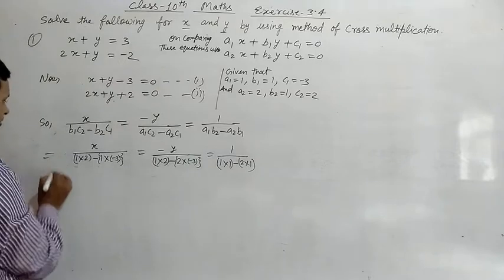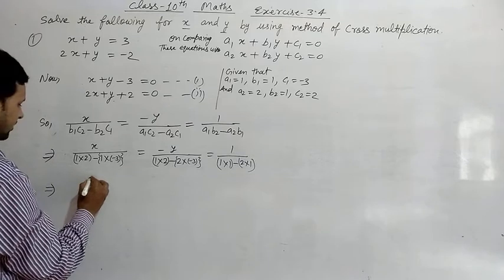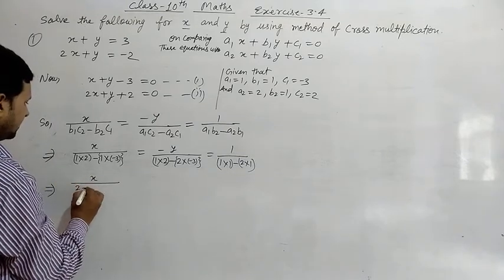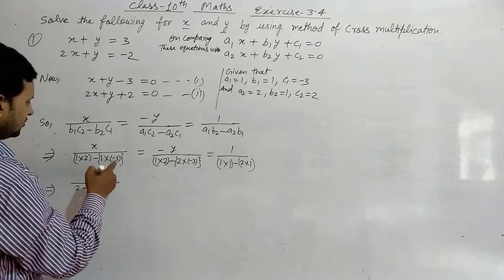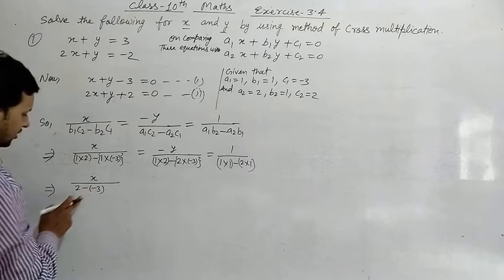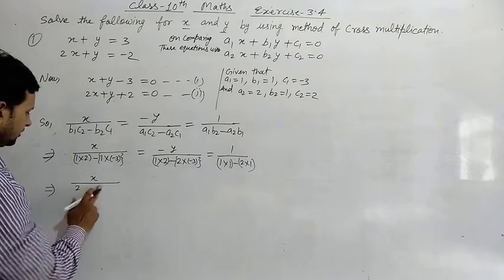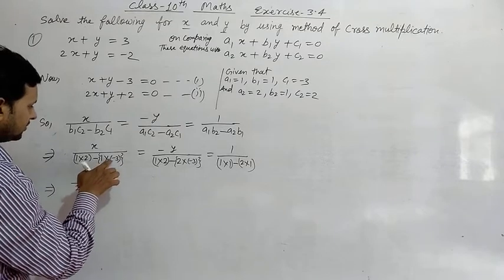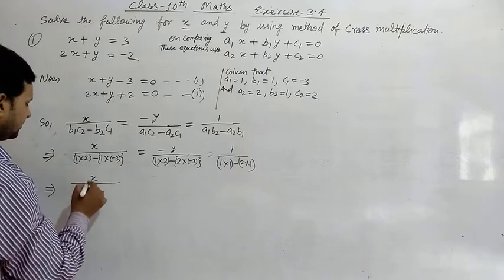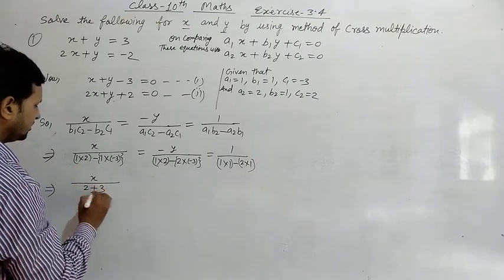Again it is equal to, we can write, x upon 2 times 1 minus 3 times 1, meaning minus 3 here. Rightly you can write here plus 3. It's right. You can see 1 minus 3, 1 minus 3, and here minus plus, so we can write here 2 plus 3.